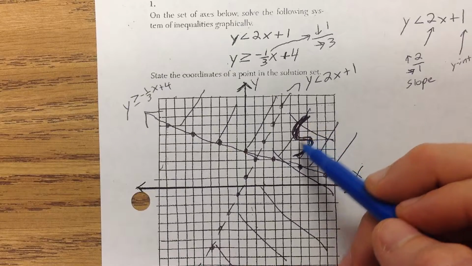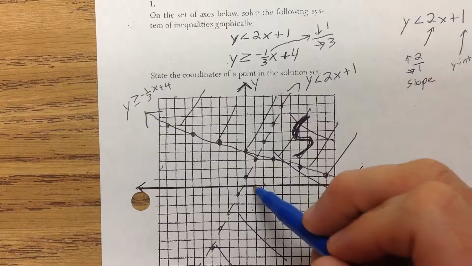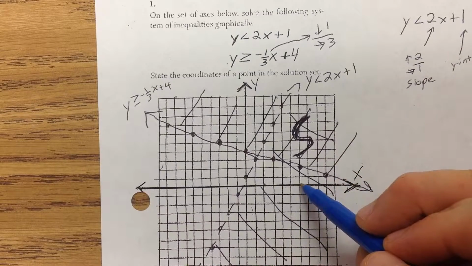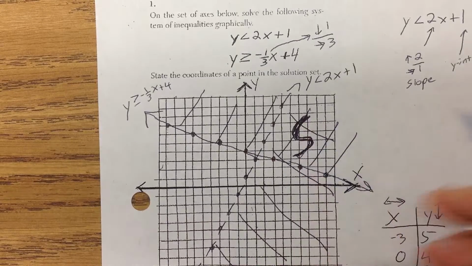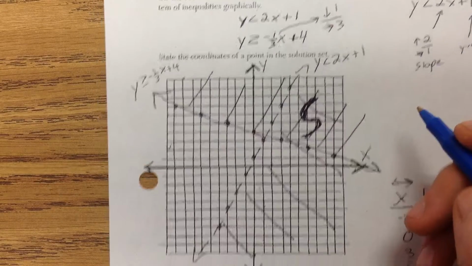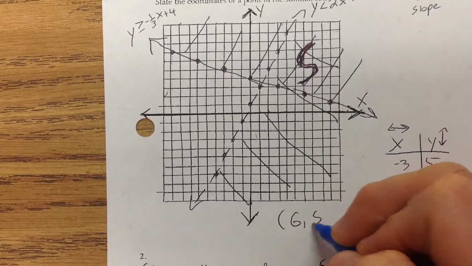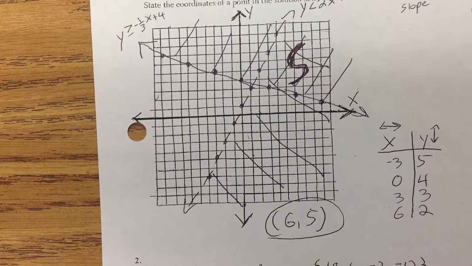So I'm just going to pick one well in the double shaded area. Let's say x is 1, 2, 3, 4, 5, 6, and then we'll make y 1, 2, 3, 4, 5. So way up in here. So state the coordinates of a point in the solution set. I could state something like 6, 5. That would be a point in the solution set.